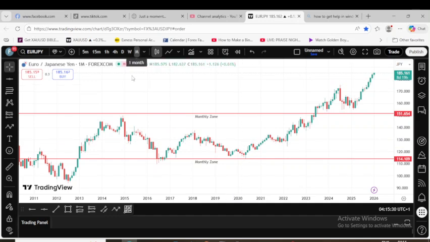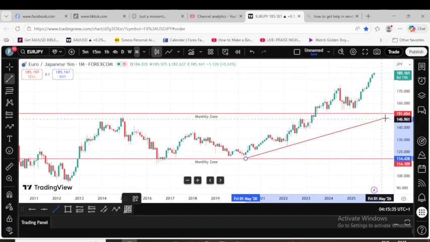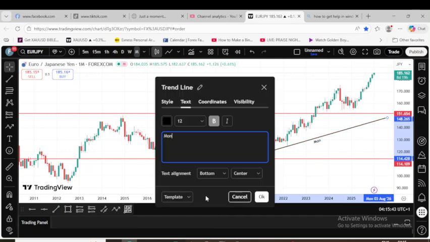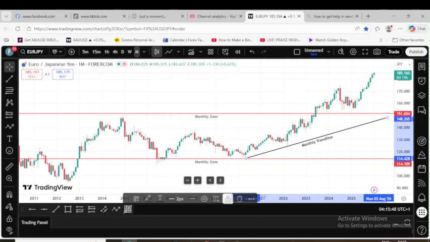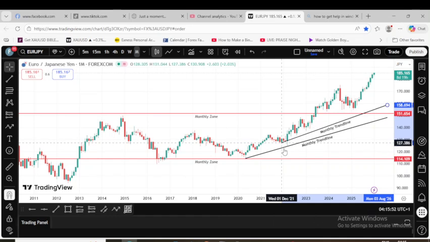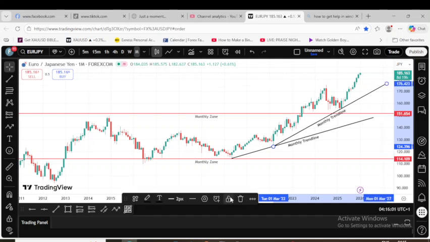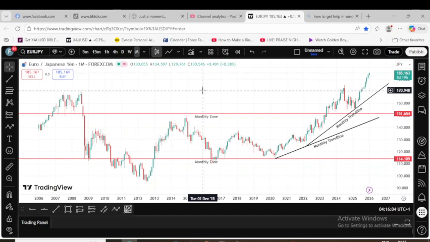Okay, so now let's go down to here and also draw a trend line across these 2 points like this. This is our monthly trend line. And also draw another trend line like this from here to here. We also have another monthly zone here.